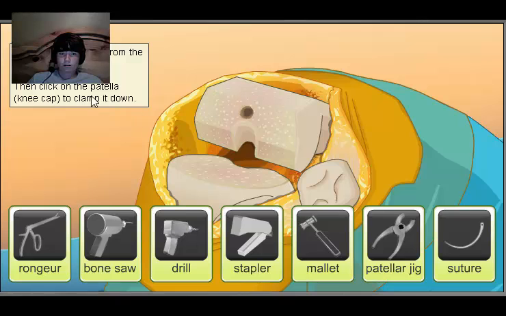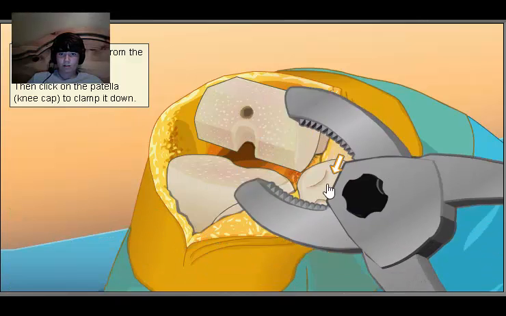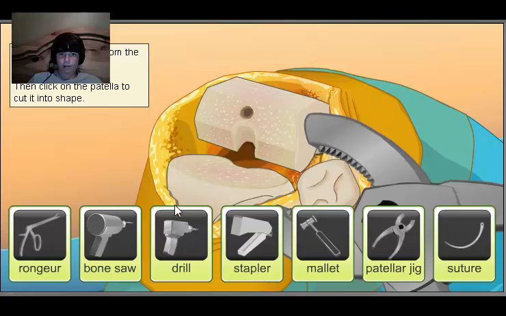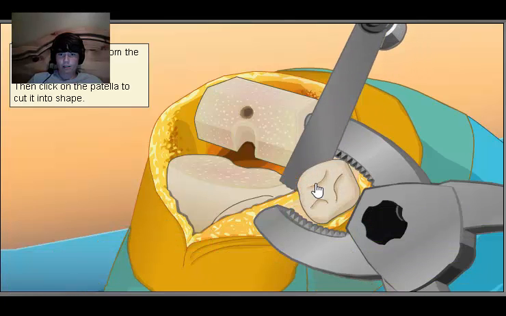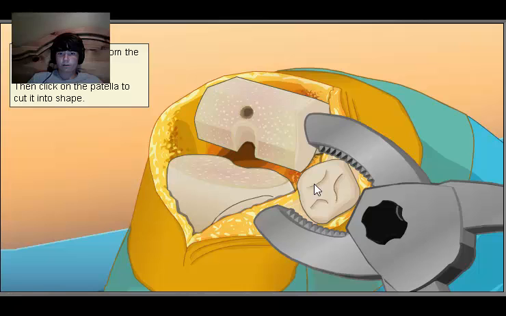Now we'll use the patellar cutting jig and bone saw to remove the back of our patient's patella. Yeah, let's just take that off. Can we take it off, please? No? Yes? Oh yeah, just take it off.